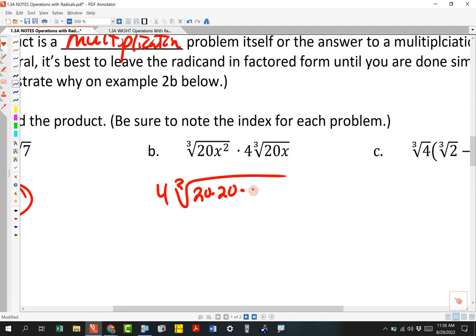20 times 20 times x times x times x. If you wanted to, you could write it as x to the third. But immediately we notice that we've got a group of 3 x's. So we know we're going to have an x on the outside. Rather than write 20 times 20 on this particular problem, because we're looking for groups of 3, it would have been smarter for me to start writing out what instead of 20 times 20.